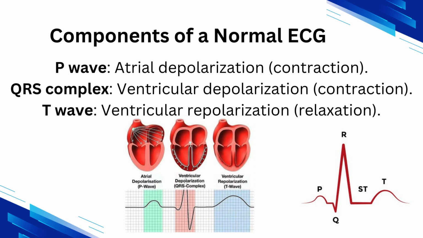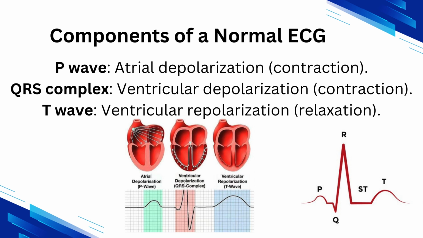Components of a normal ECG. P wave: atrial depolarization, contraction. The P wave is a small deflection on an electrocardiogram, ECG, that represents the electrical depolarization of the heart's atria.